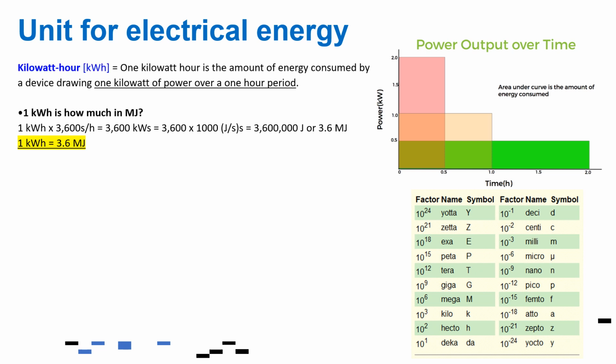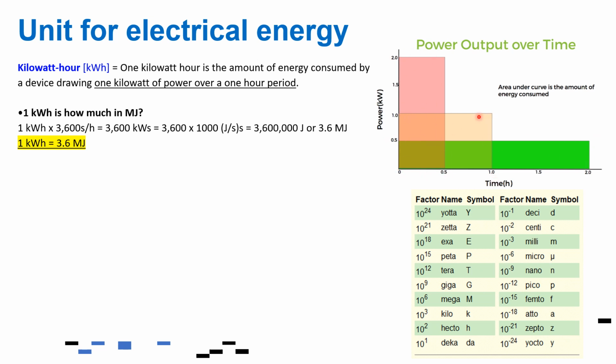The main unit for electrical energy is the kilowatt hour, kWh. So when we talk about electrical energy, we refer to kWh. 1 kilowatt hour is the amount of energy consumed by a device drawing 1 kilowatt of power over a 1 hour period. In this diagram, you have power on the y-axis and time on the x-axis. This area here is the same as this area here and this area here.